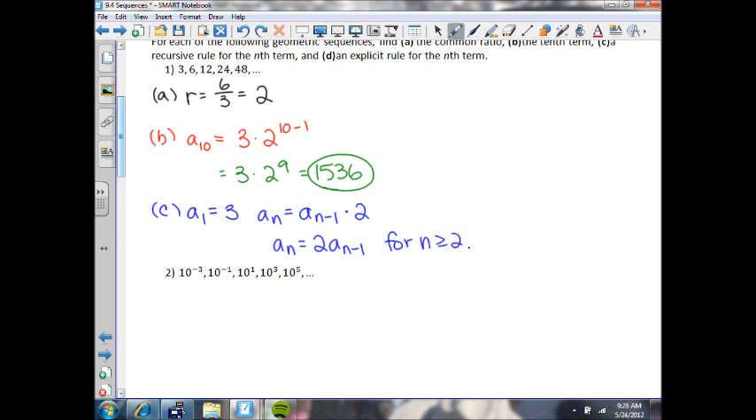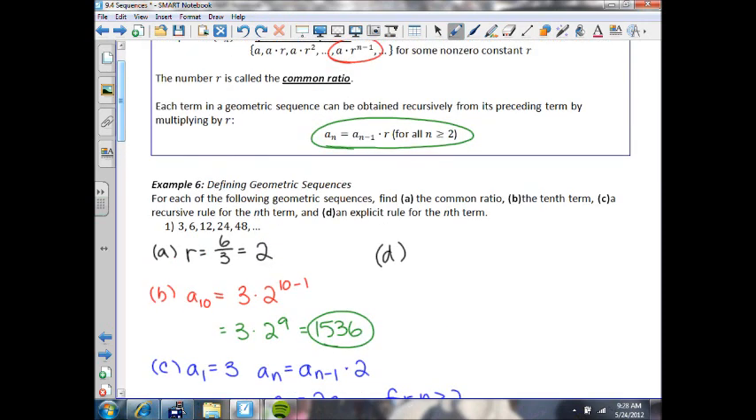So there's part C. Part D is the explicit rule. Now the explicit rule again follows straight from our first part there. So a sub n will equal my first term times my ratio to the n minus 1 power. And there is your explicit rule.